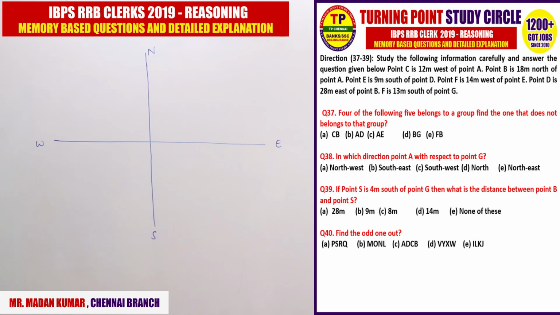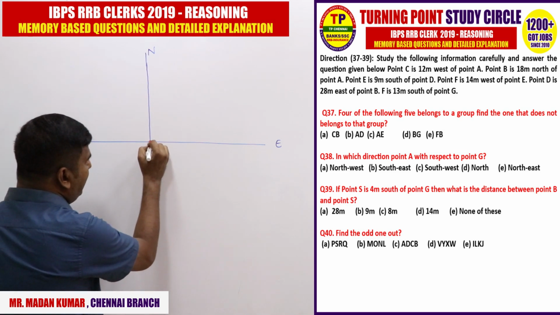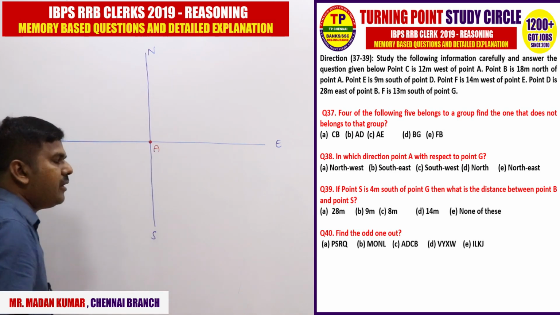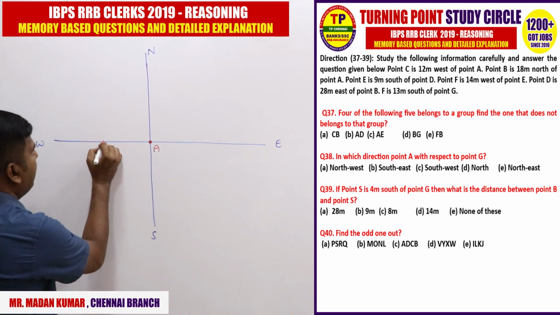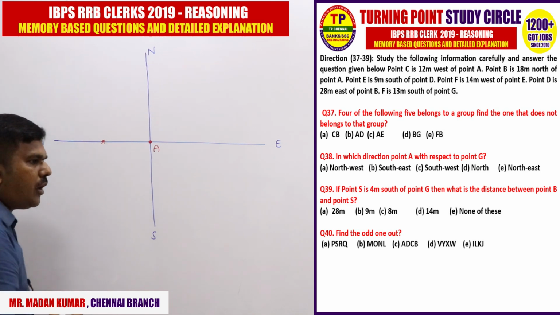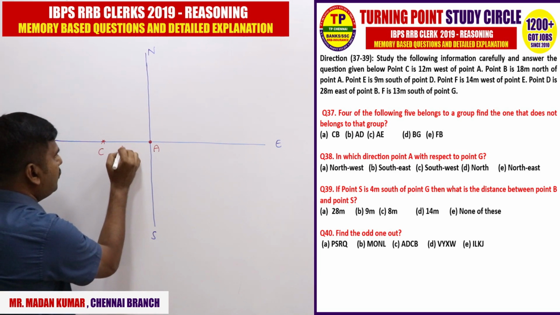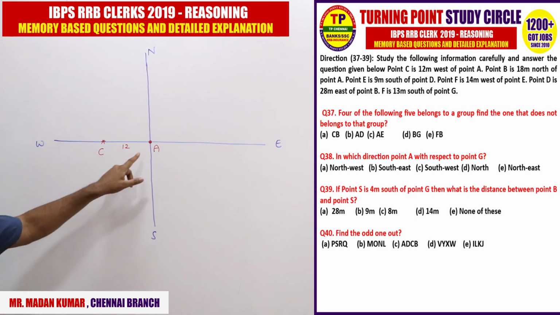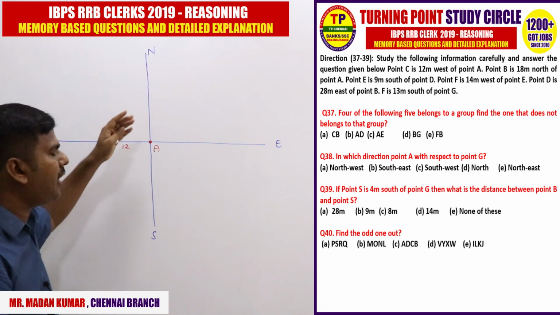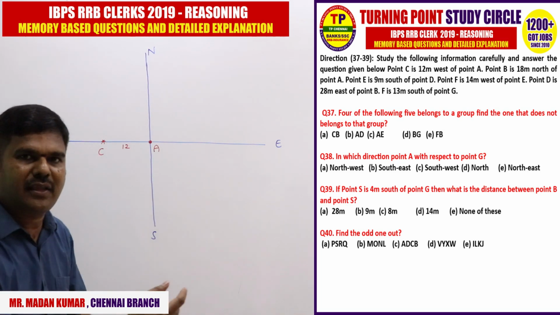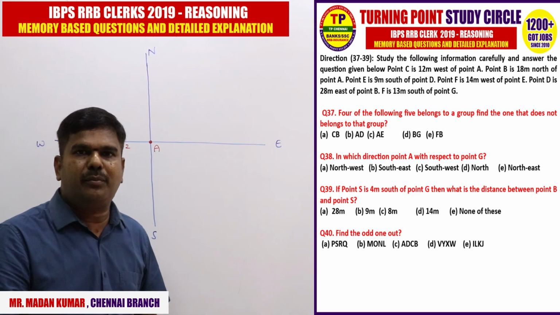Point C is 12 meters west of point A. Say that I will take A in the midpoint here, and it is being given point C is 12 meters to the west of point A. So just take it, this one, 12 meters to the west of point A. Who is that one? C. So just mention 12 here. Whenever you are mentioning 12 meters, the scaling must be accurate. If it is being mentioned 20, accordingly it must be there. You don't need to take a scale and measure it, but it must be to some extent accurate so that the answers you get will be easy.